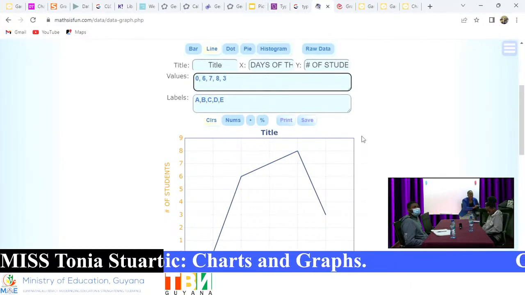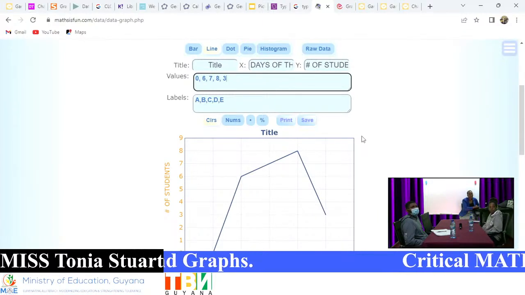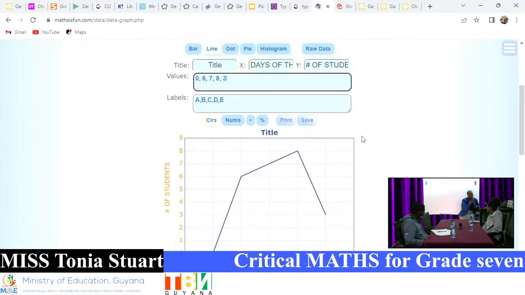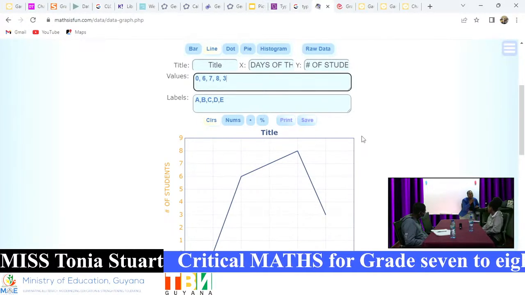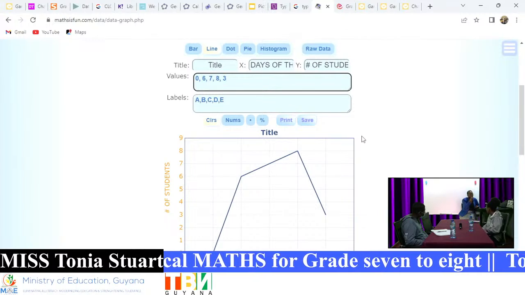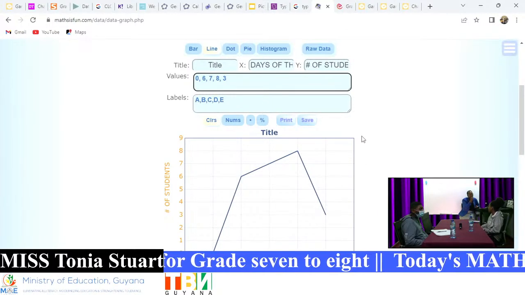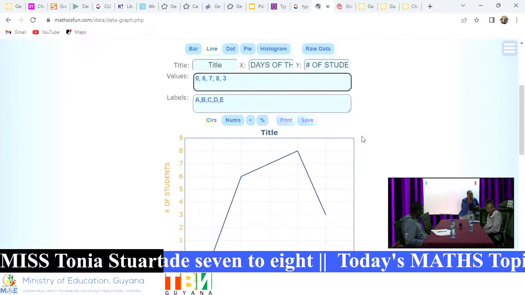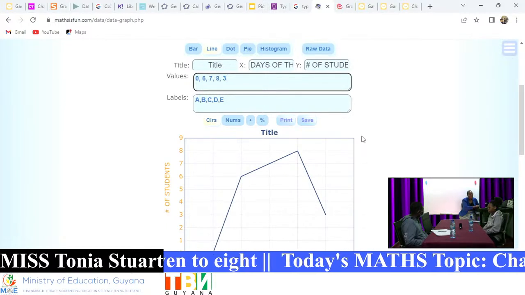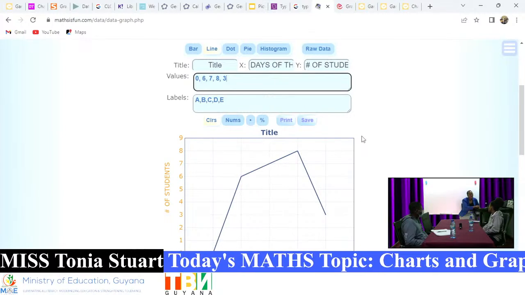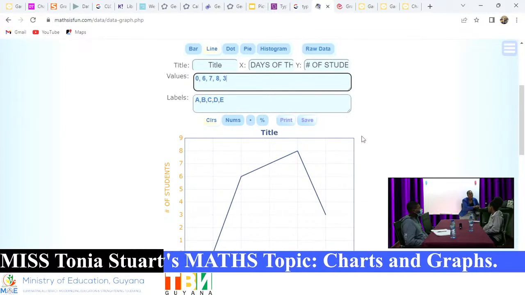It went up all the time. But what happened Friday? It went down. That means a decrease. So that would mean that fewer students came on Friday. Yes, a decrease in students came. Good. So on Friday, we had fewer students attending school. Right? Maybe because of Portuguese again.